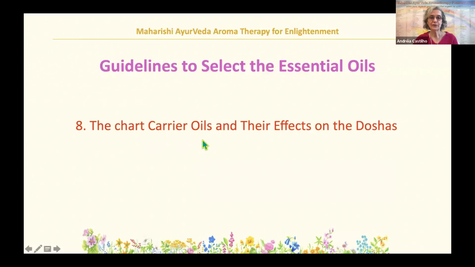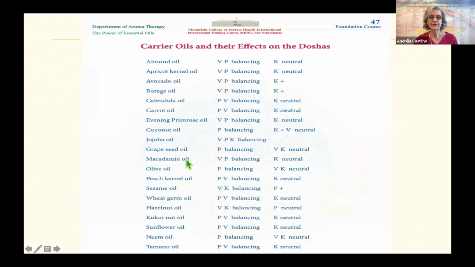And of course, if you're going to dilute in carrier oil, we also need to know the dosha effect of the carrier oil. So we have this table of carrier oils, so almond oil, coconut oil, olive oil. You have all the dosha effects, and you match the dosha effect of the essential oil to the dosha effect of the carrier oil.